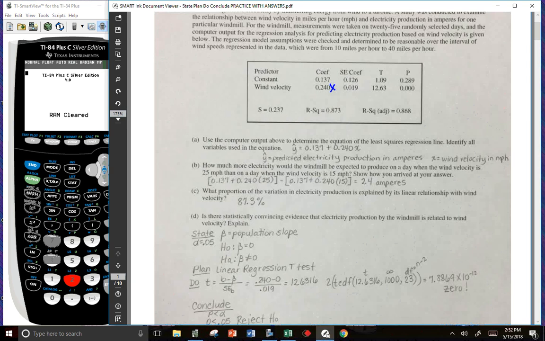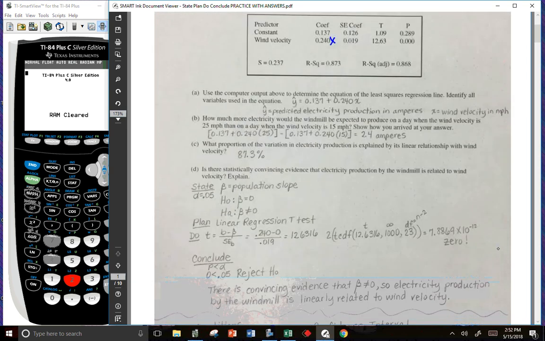How much more electricity would the windmill be expected to produce on a day when the wind velocity is 25 miles per hour than on a day when the wind velocity is 15 miles per hour? Show how you arrived at your answer. So I actually just plugged in the x values of 25 and 15 to the equation, and then I subtracted them. And I'll tell you right now, that's not how the scoring guideline did it. But all they said is you had to come up with the right answer and show some work. It didn't specify that you had to do it their way.